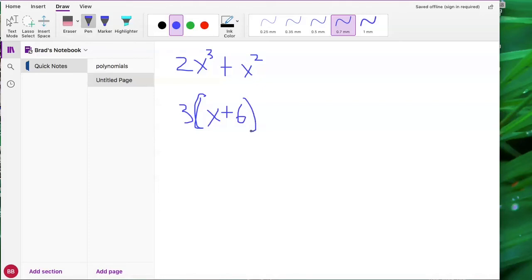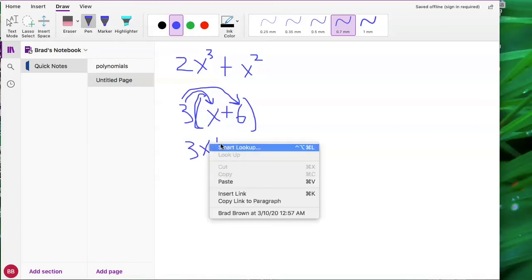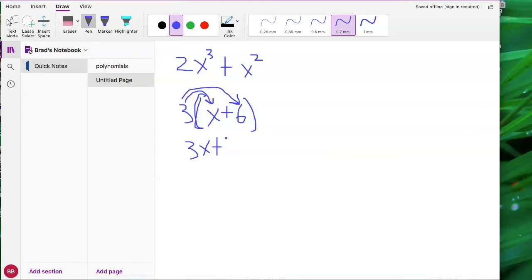With distributive here, what we want to remember is that we're going to have to multiply this 3 times the x and then 3 times the 6. So 3 times x plus 3 times 6. 3 times x is 3x, plus 3 times 6 is 18. 3x plus 18. There's our answer.